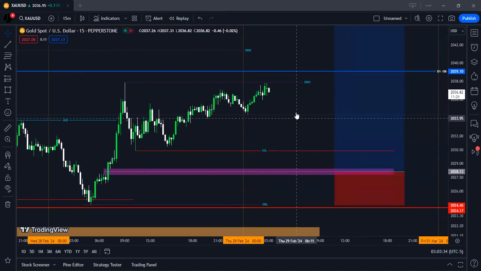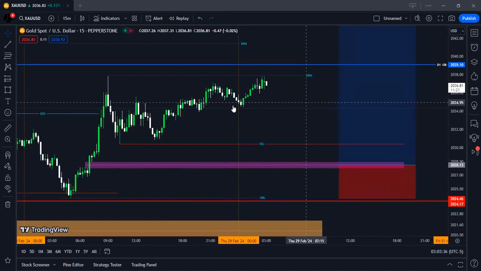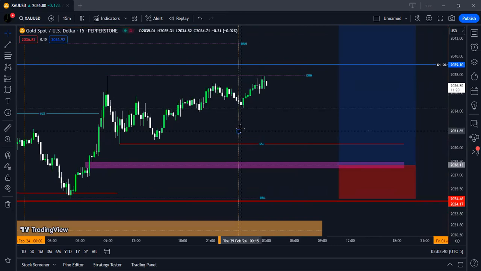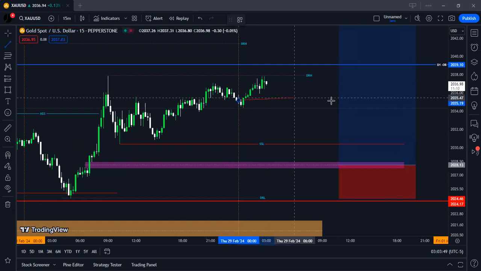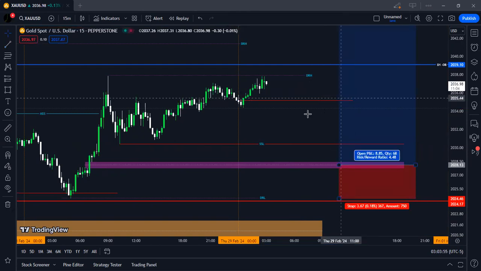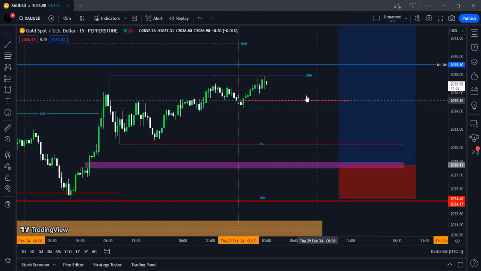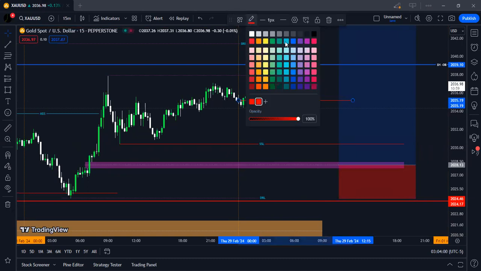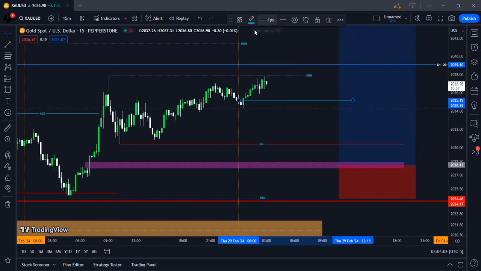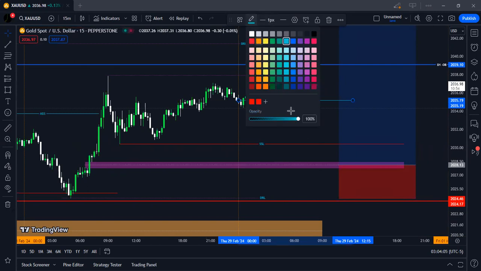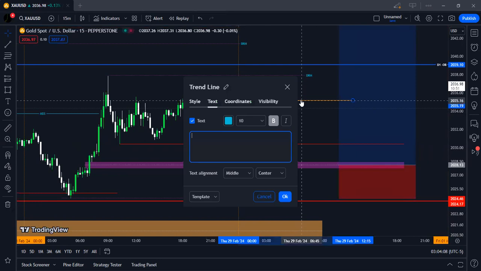So let's utilize OHLC. Today's opening time is midnight New York local time. Opening price right here. So we mark the midnight opening price like this. I will also change the color for this one. Let's make it orange. Yeah, so this is the midnight opening price.